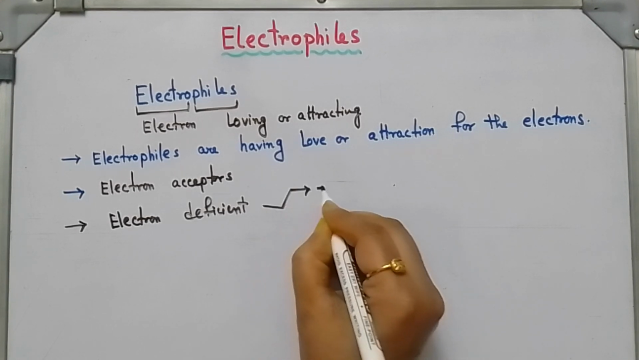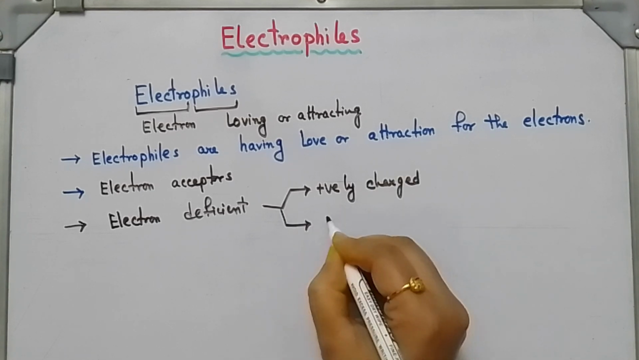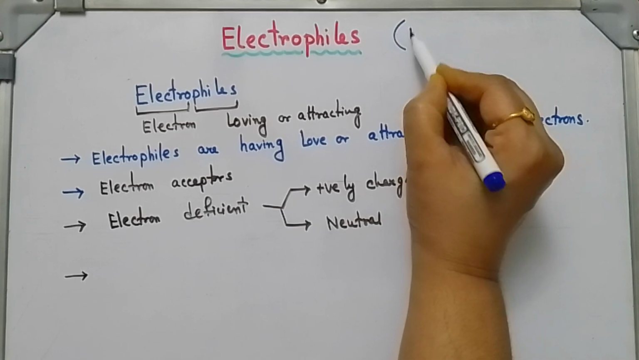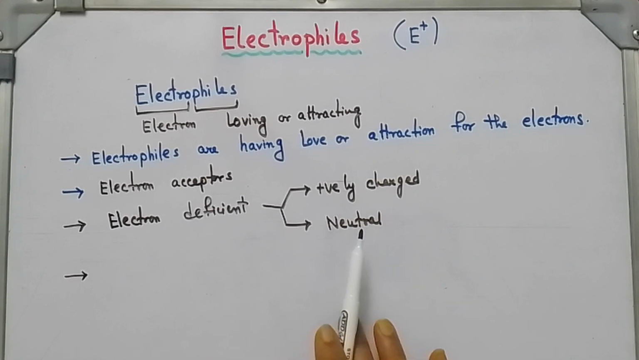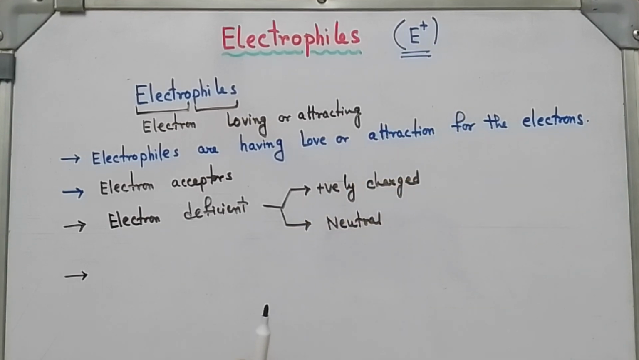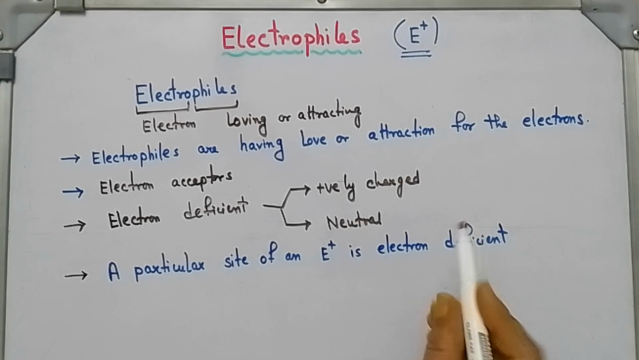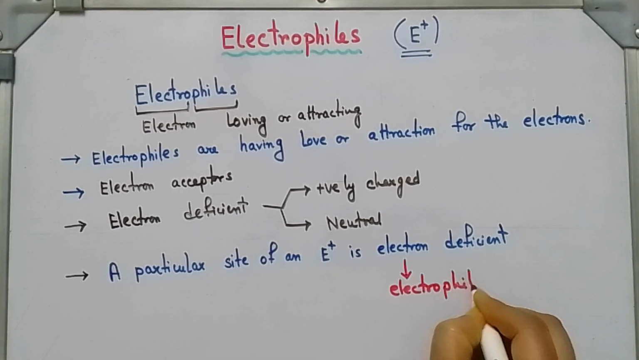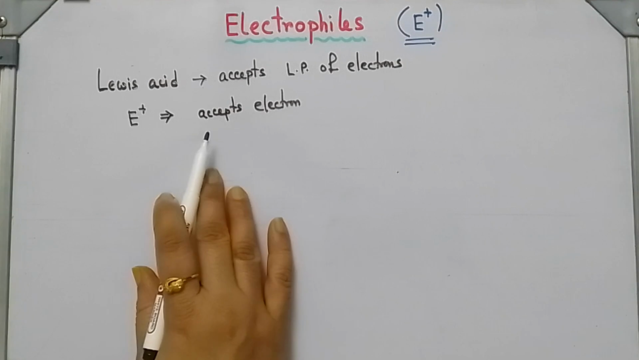These are either positively charged or neutral. Now see, electrophiles are represented by E plus. Here plus is there, but electrophiles may be positively charged or may be neutral, but this is how to write electrophiles. Now see, a particular site of an electrophile is electron deficient, and that site is called electrophilic site.